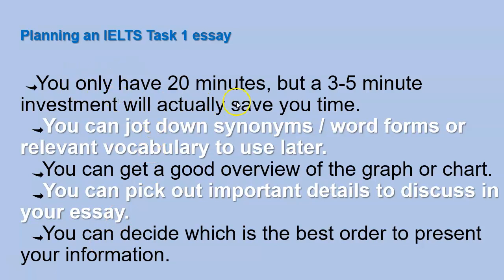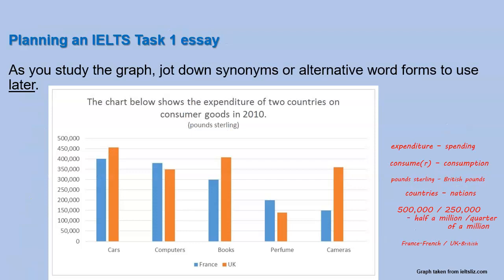You only have 20 minutes to write your essay, but 3 to 5 minutes doing these things at the beginning of your time is going to actually give you extra time to perfect your writing, make sure your sentences are correct, and make sure that you have included all the information in a very logical way. So let's look at the ways that we can make notes.